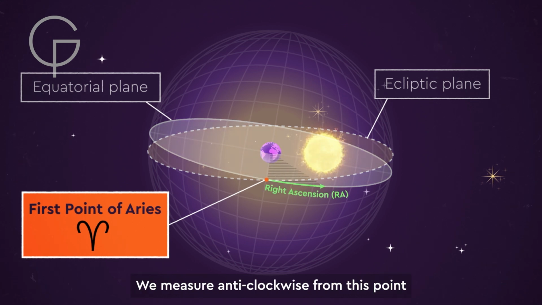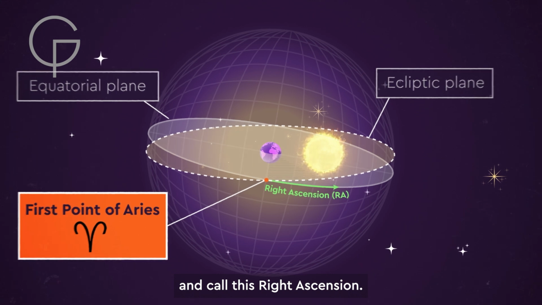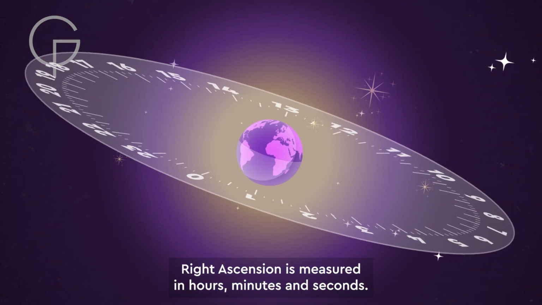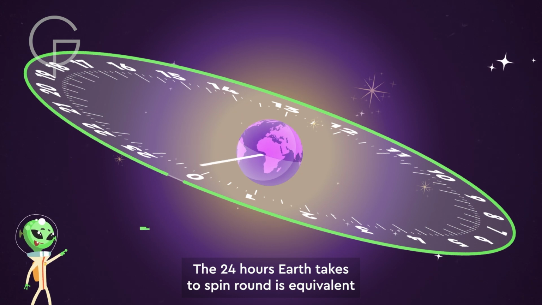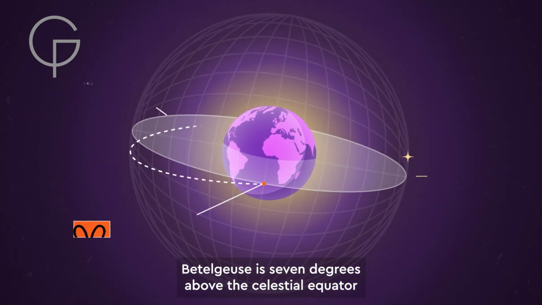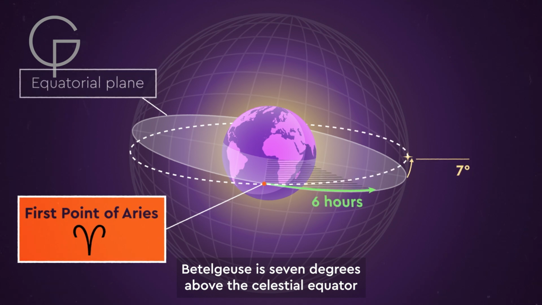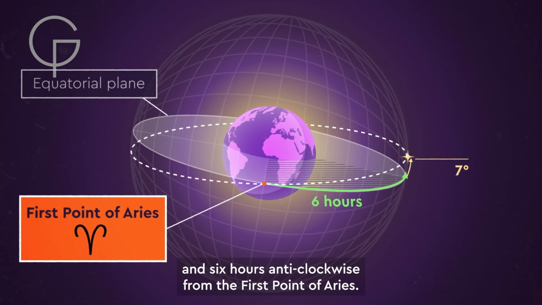We measure anti-clockwise from this point and call this right ascension. Right ascension is measured in hours, minutes, and seconds. The 24 hours Earth takes to spin round is equivalent to 360 degrees. Betelgeuse is 7 degrees above the celestial equator and 6 hours anti-clockwise from the first point of Aries.